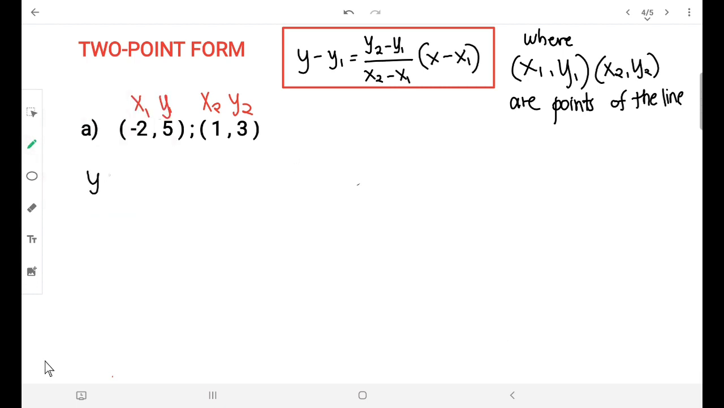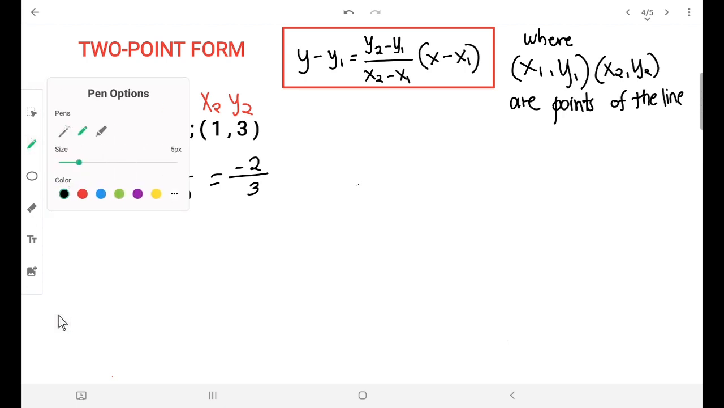So we have y sub 2, sorry. What's y sub 2? That's 3. So solve for slope. 3 minus 5. So y sub 2 minus y sub 1, over x sub 2 minus negative 2. So you have 3 minus 5 is negative 2. 1 minus negative 2 is the same as 1 plus 2 because negative times negative is positive. So 1 plus 2 is 3. So the slope is negative 2/3.